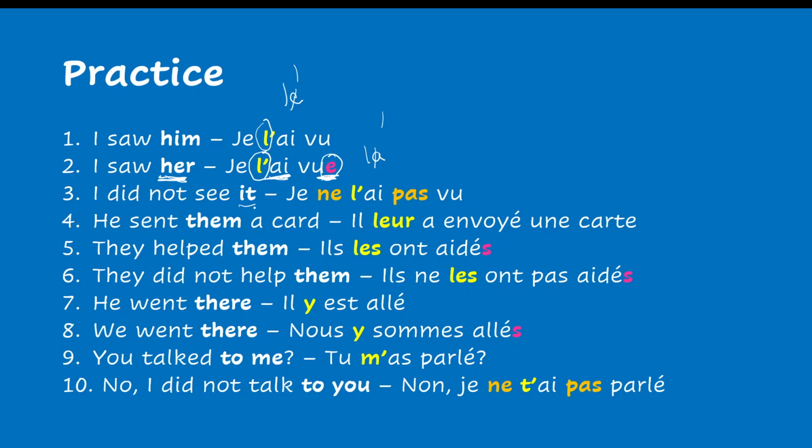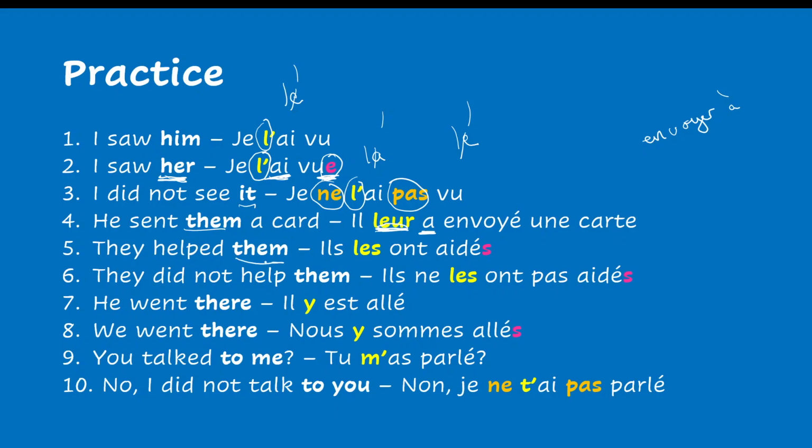I did not see it, negative: je ne l'ai pas vu. Alright, it, that's easy, it's going to be le in front of avoir, and you want to put the negation around the auxiliary. He sent them a card. Them, it's envoyer à, so to them. Il leur, right? Indirect, plural. Il leur a envoyé une carte. Leur in front of the auxiliary.